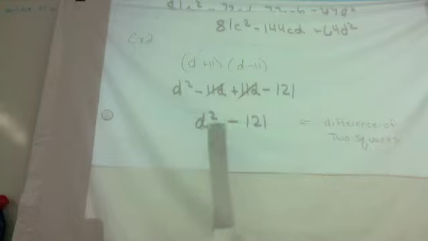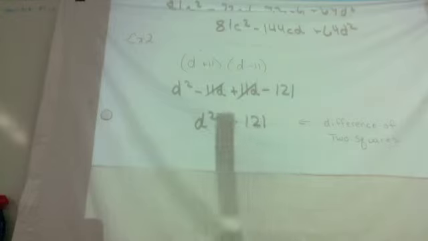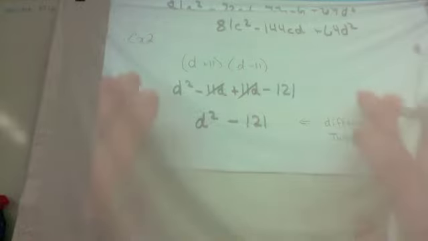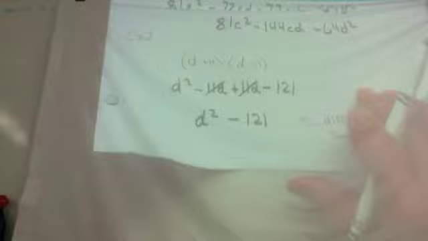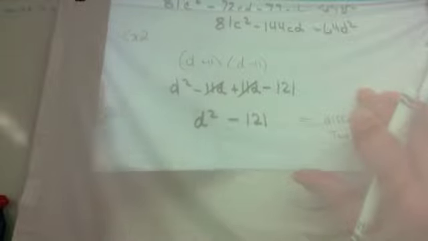The square of d is d squared, and 121 is 11 squared. So this is a square, and this is a square, and we have the difference between the two. And that just happens to be what we call that. And that's a pattern that we see happening over and over again when we multiply conjugates.